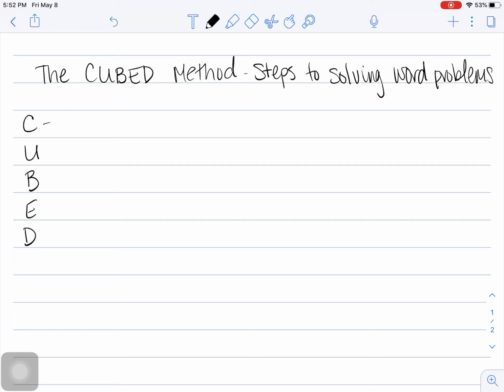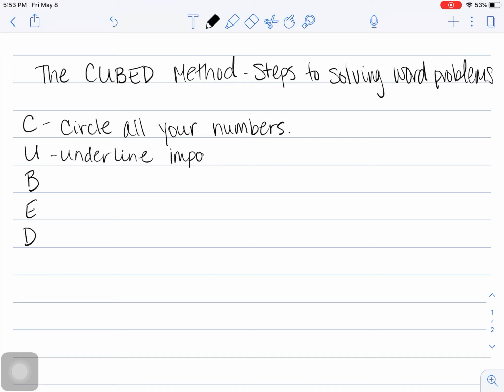Okay, so the C is going to stand for, what you should do first is circle all your numbers, right? And of course, I guess you could circle all the numbers first, but I'm assuming that you've read the problem once before you start the C. And for U, we're going to underline important information.